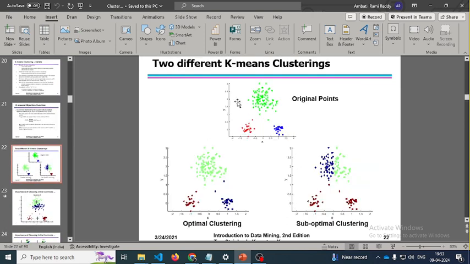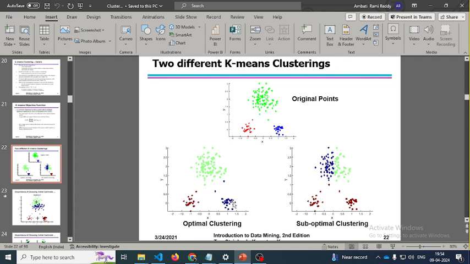Then come to here. In this example, we have two different k-means clusterings. This is the original data, with green, red, and blue points. This one is the optimal clustering: this is one cluster, this is another cluster, this is another, like the previous example you have seen.